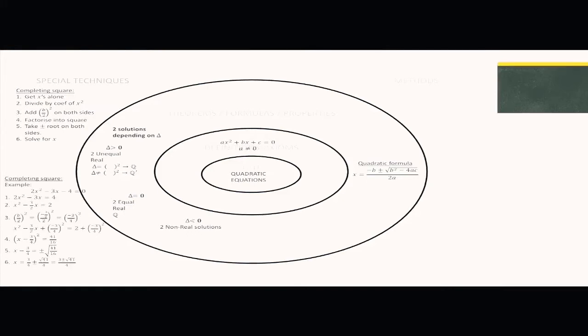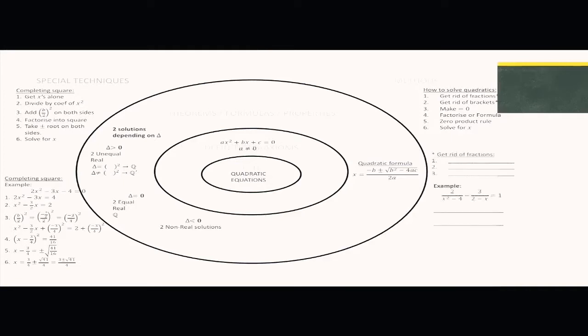Especially with a difficult technique like completing the square, don't just write steps, write an example. Methods, how do I solve a quadratic equation? Well, number one, I get rid of fractions. Number two, I get rid of brackets. Number three, I make equal to naught. Then I factorize or formula, zero product rule, and then I solve for x.